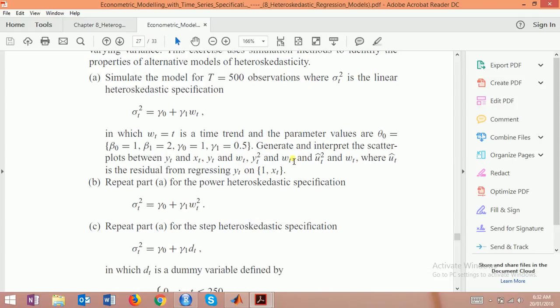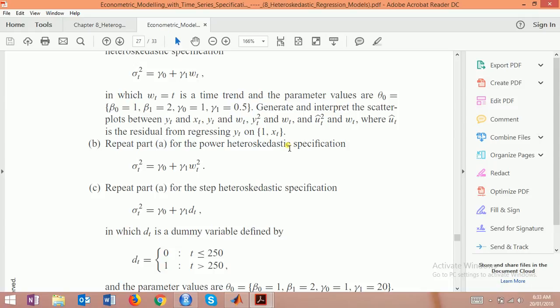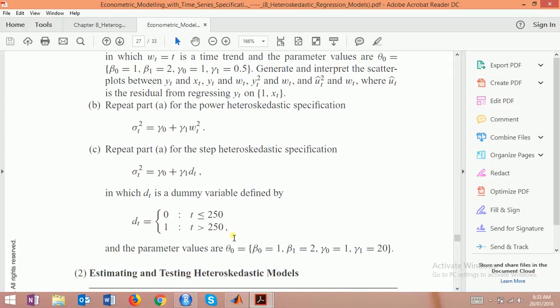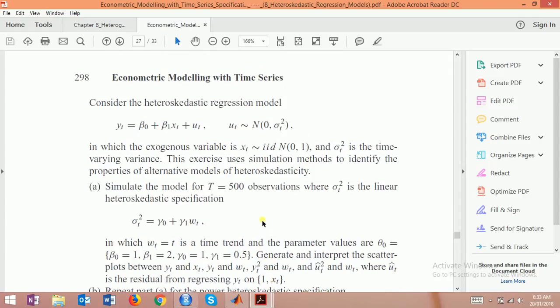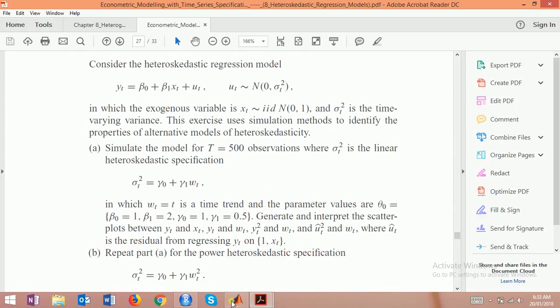Repeat the process for the power heteroscedastic specification. So the power model is gamma naught plus gamma 1 omega t squared. Repeat part A for the step heteroscedasticity specification, where d is a dummy variable, which is 0 for below 250 observations and 1 for more than 250 observations. So gamma naught plus gamma 1 dt, and parameter values are as given. So let's see how this equation is estimated in heterosimulate.